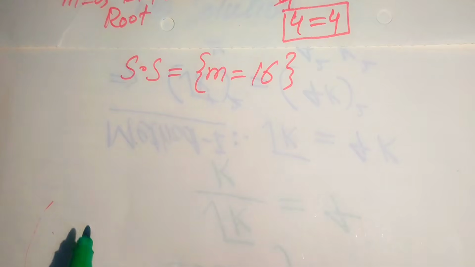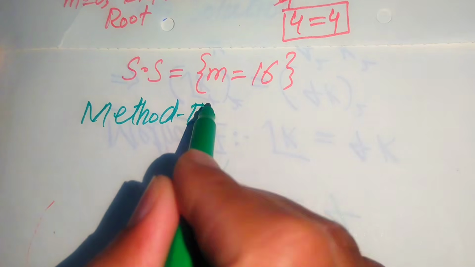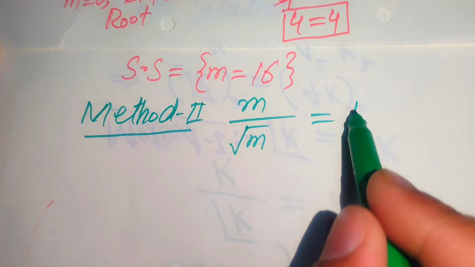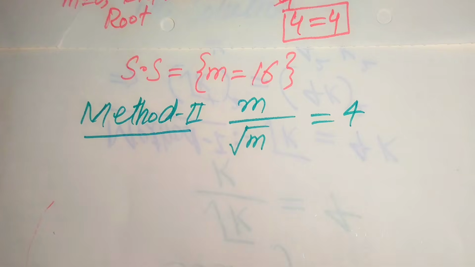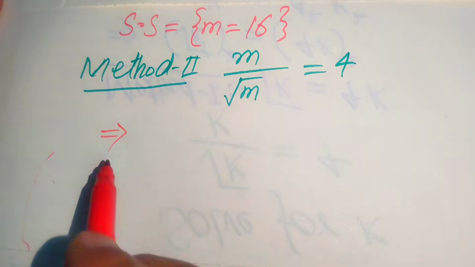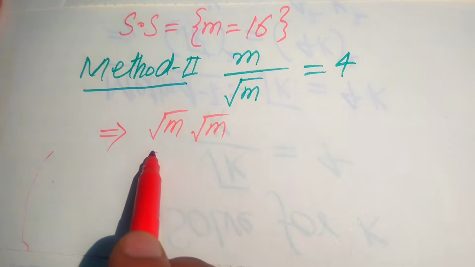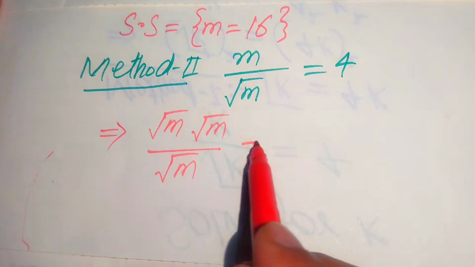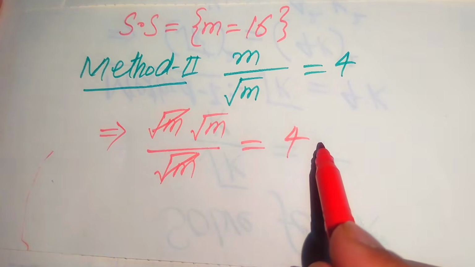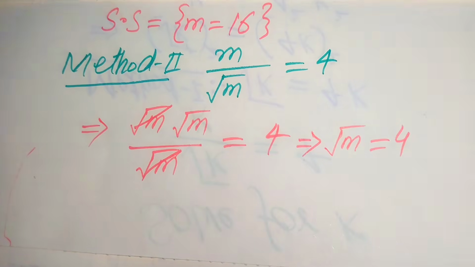And now we solve this problem by the second method. For the second method we need to copy down the given question statement. Here it is m divided by square root of m is equal to 4. Our second method is a very straightforward method, and here we use the radical rule to find the values of m. Here we write m in the form of square root of m multiplied by square root of m, divided by square root of m is equal to 4. You see here this square root of m and this square root of m cancel, and we get square root of m is equal to 4.